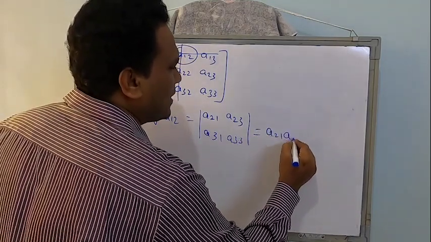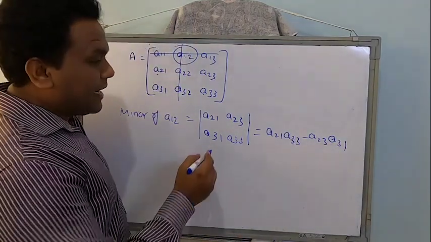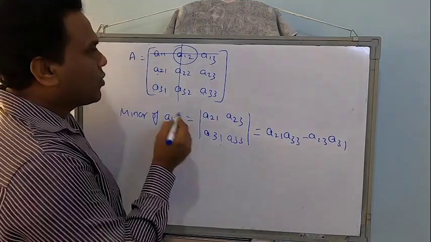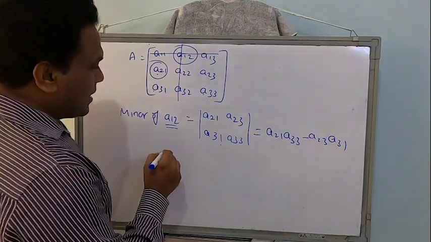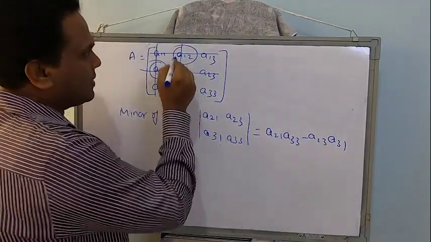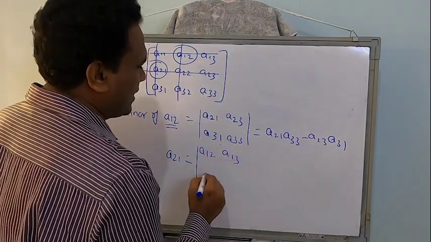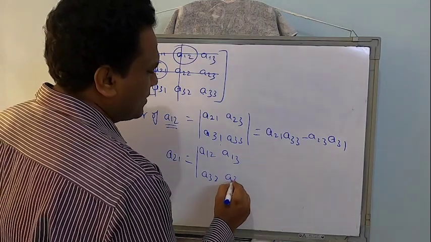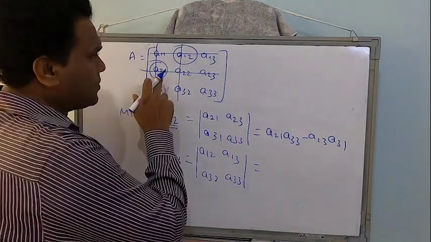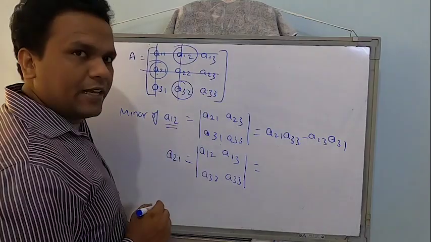This is A21, A33 minus A23 multiplied by A31. Determinant of the submatrix after deleting the row and column in which this element is present. Okay, let me take this one, A21. It's an element of second row and first column. Leaving this, there are remaining 4 elements: A12, A13, A32, A33. So just expand this, whatever value you get, that will be called the minor of the element A21.